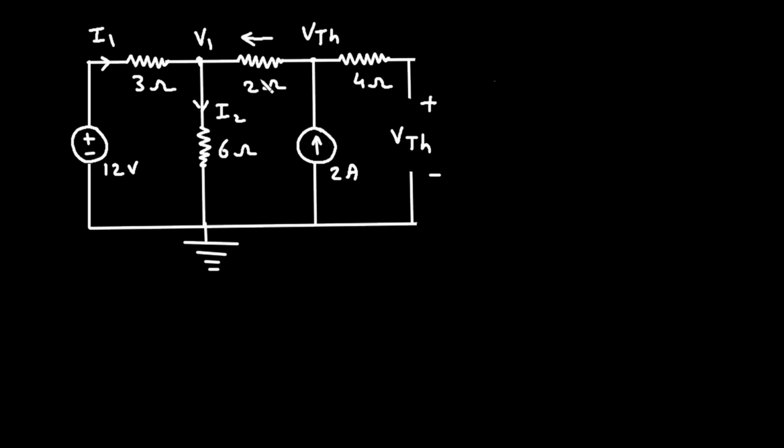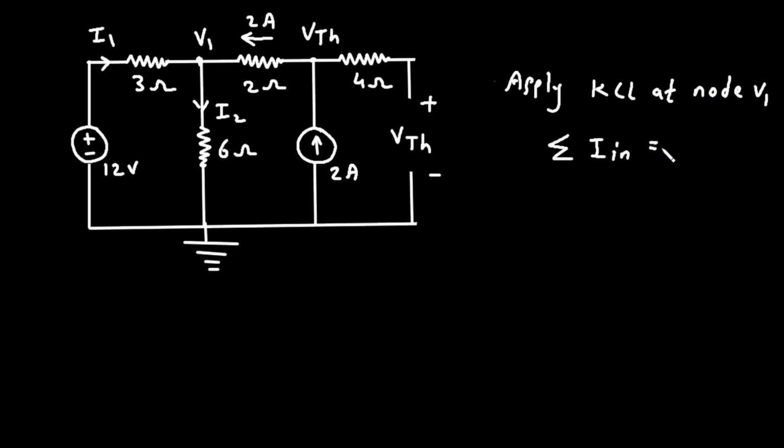Now here this 2 ohm is in series with 2 ampere. So this current will be 2 ampere. Now let's apply KCL at node V1. Now according to Kirchhoff's current law, summation of all the currents entering a node is equal to summation of all the currents leaving the node.